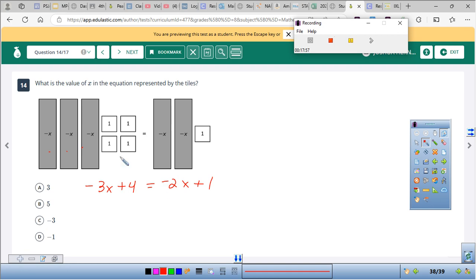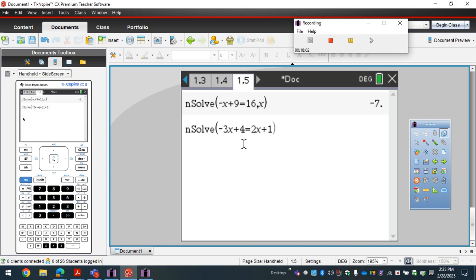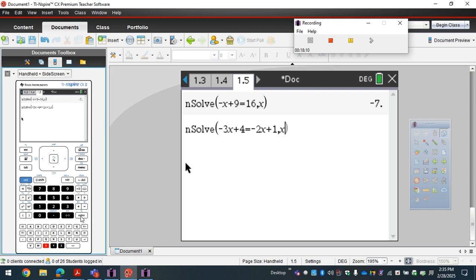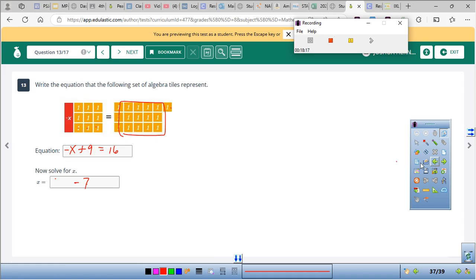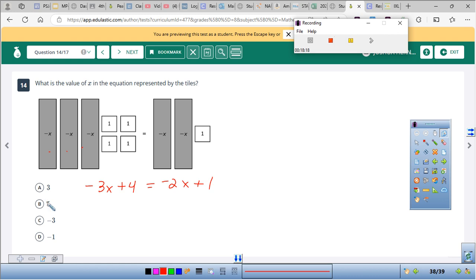Negative 3x plus 4 equals negative 2x plus 1, comma x. The answer for this one will be a 3. Oh, I forgot. 3 or negative 3? Just 3.